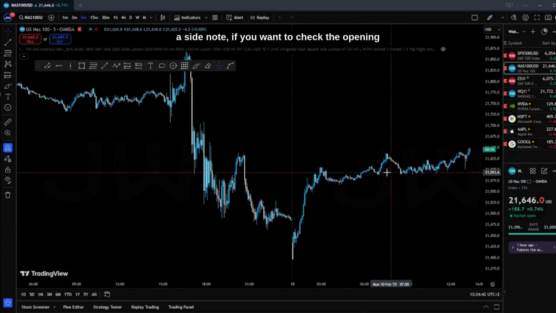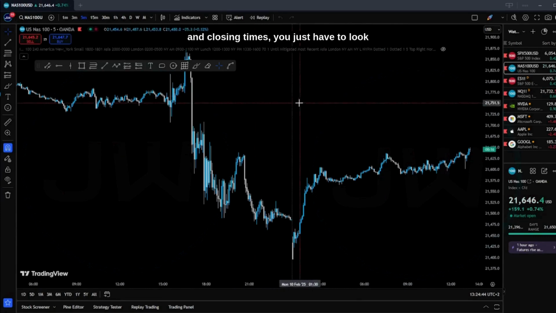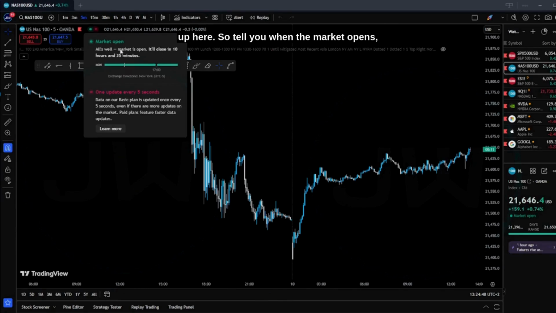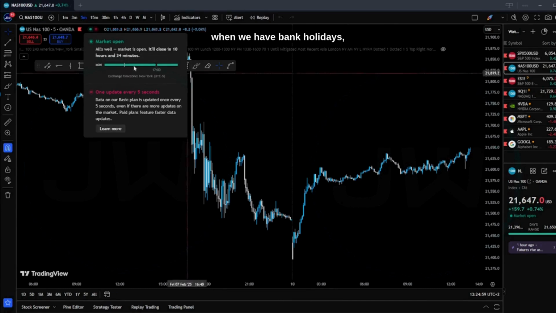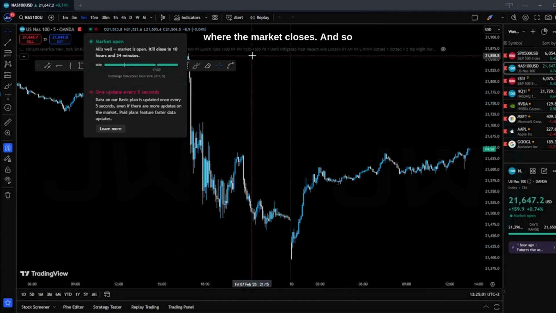Just a side note, if you want to check the opening and closing times, you just have to look up here. This will tell you when the market opens, when it closes, and it will also tell you when we have bank holidays where the market closes.